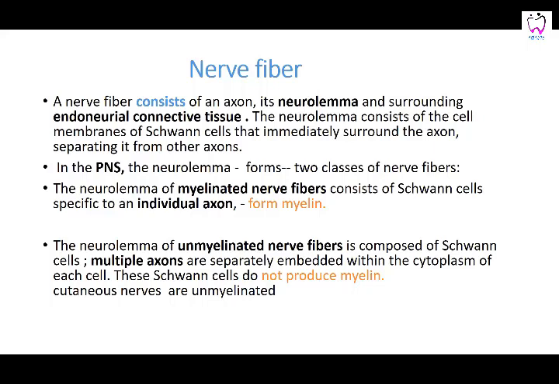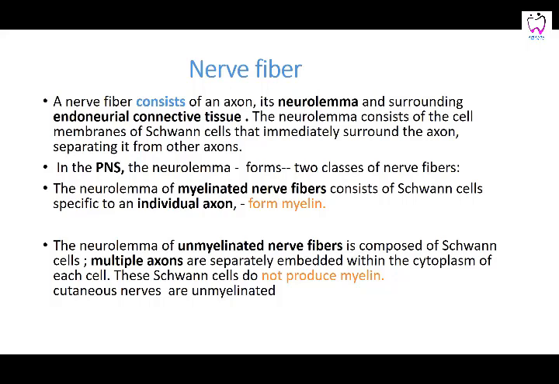The neurolemma consists of the cell membranes of the Schwann cells that immediately surround the axon, because the myelination of the nerve fiber is going to be produced by the Schwann cell. The peripheral nervous system neurolemma forms two classes, one that is going to be myelinated and the other non-myelinated. The individual axon is going to be myelinated or non-myelinated, and it is the Schwann cells which are going to produce these myelinations.